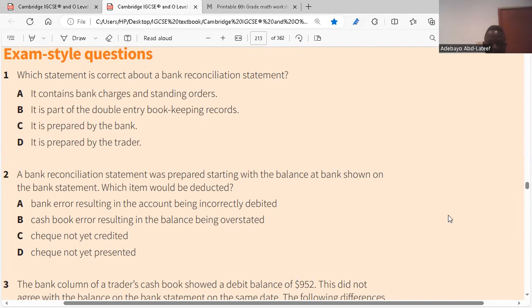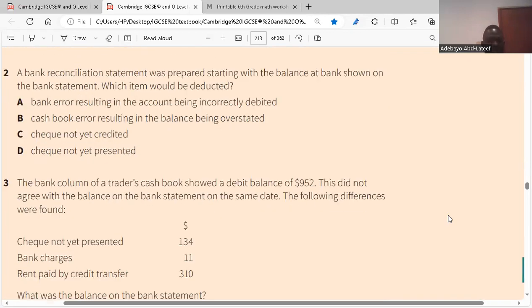It's not part of bookkeeping. I told you when we started bank reconciliation statement that it's not part of your double entry. The bank statement comes from your bank, so it's not part of the bookkeeping records. So it's A. It contains bank charges and standing orders. It's not prepared by trader or bank. They said it's either this or that, they didn't say both. Well, the answer is A anyway. Question 2.